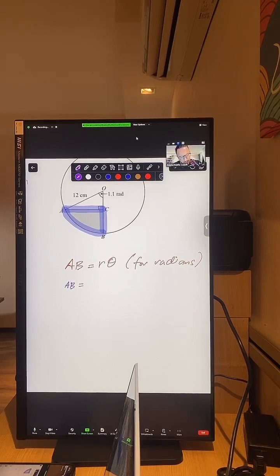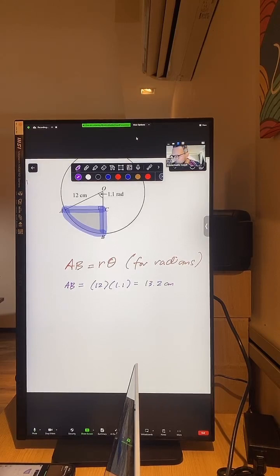And our R is 12 cm. What is our angle? Our sector angle will be 1.1. Okay, so we take 12 times 1.1. What do we get? We get 13.2 cm.